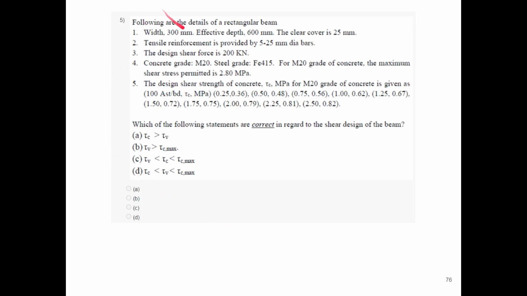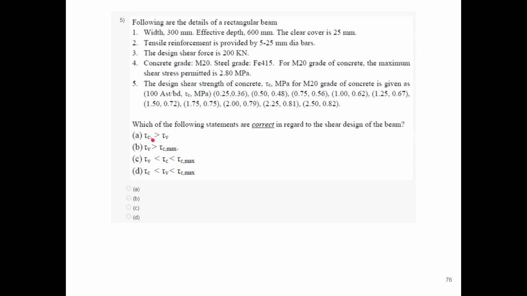Fifth question. Following are the details of a rectangular beam with width 300 mm, effective depth 600 mm, clear cover 25 mm, tensile reinforcement provided by 5 bars of 25 mm dia. The design shear force is 200 kN. Concrete grade is M20, steel grade Fe415, and for M20 the maximum shear stress permitted is 2.8 megapascal. Also, for calculating the design shear strength of concrete, the values of tau c with respect to PT for M20 are given from the IS code. Which of the following statements are correct in regard to the shear design of the beam?